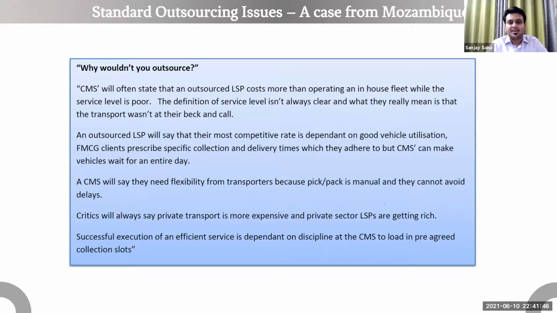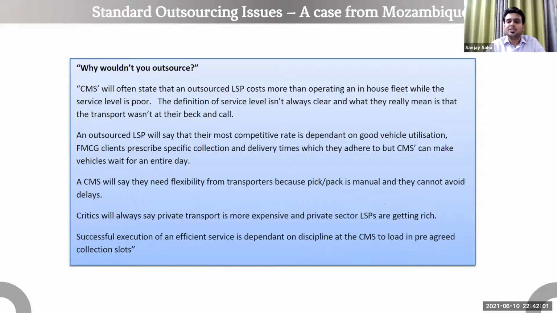Maybe not. On the other hand, when this question is asked to the transport providers, they say that they provide the most competitive rate, but that is dependent on vehicle utilization. Now, that's a very fair point.